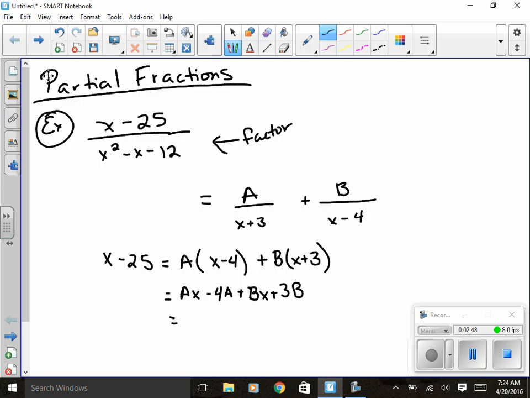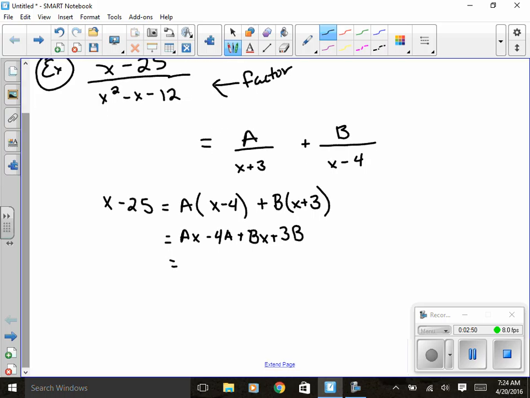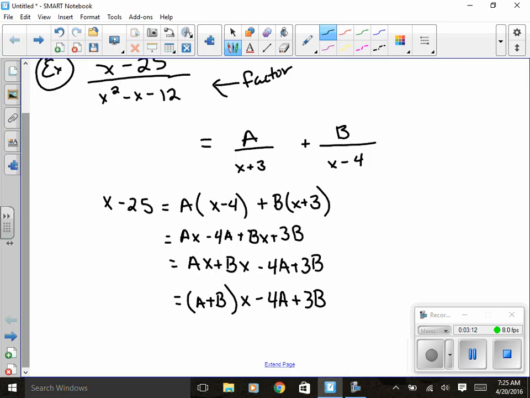So I'm going to go ahead and combine my like terms and factor out information that I need. If I look at this, ax plus bx minus 4a plus 3b, I'm going to factor out any information I can. So with the x's, it's a plus b times x. And the negative 4a and the 3b, I can't really do anything about.